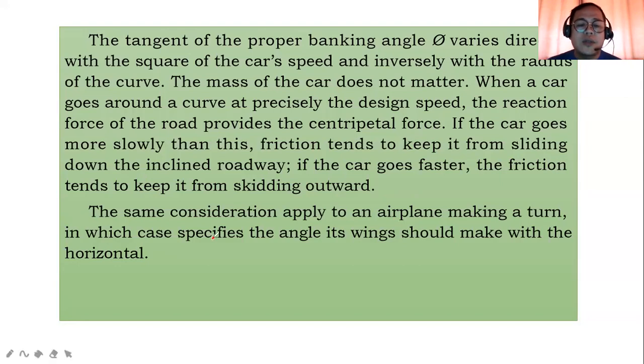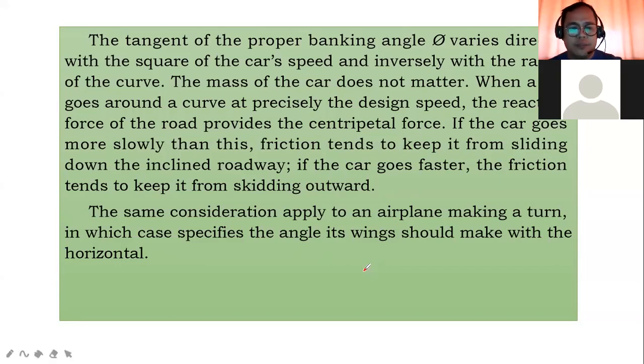So the same consideration applies to an airplane making a turn, in which case theta specifies the angle its wing should make with the horizontal. It is the same when an airplane turns. So our airplanes must have an angle when turning, requiring a certain speed. Okay? So that's the case of a banked road.